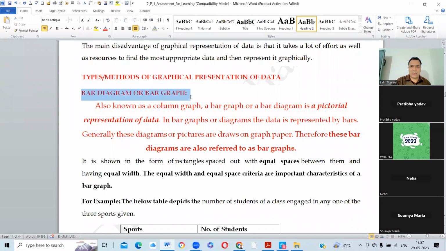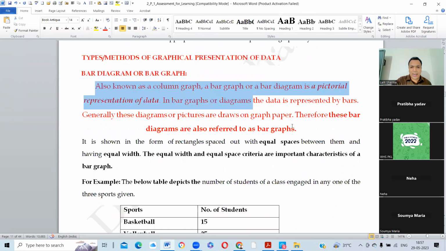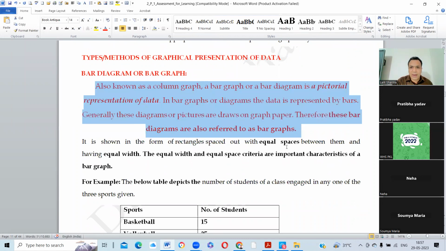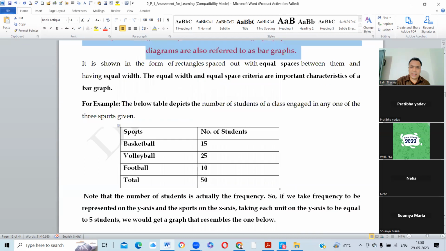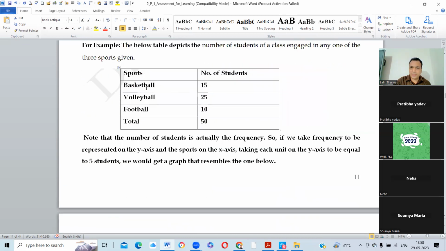Bar diagram or a bar graph, also known as a column graph, is a pictorial representation of data. In a bar diagram, the data is presented by bars. Directly I show you now, you will come to know that. Look at this, this is called the bar diagram. So here we have come to know basketball has 15 persons, volleyball 25, football around 10 students. This is called that, and I have given the example.